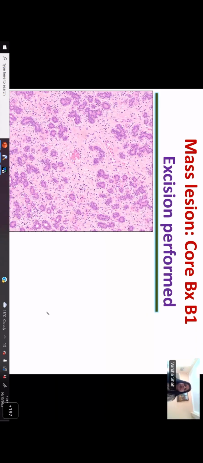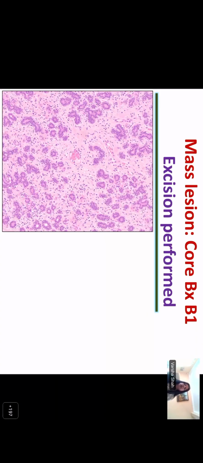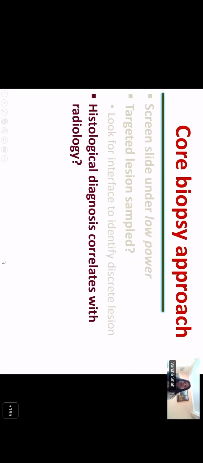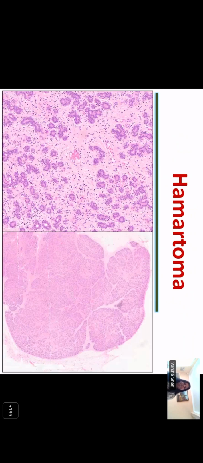Because we call it B1, or the inadequate biopsy, with no target lesion present, they excised the lesion. And you can see the lesion is very well circumscribed with a nice interface between the lesion and the surrounding fatty tissue. So this was a very typical hamartoma. We were happy that we had got a benign lesion here.